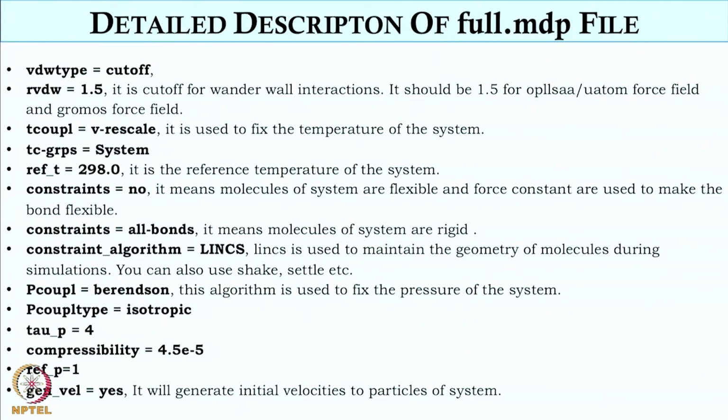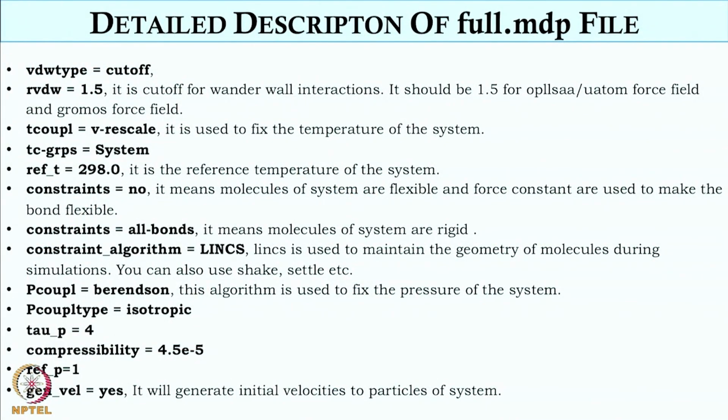Then there is T couple, that is the temperature coupling. Since we are performing simulation in NPT or NVT ensemble, we have to fix the temperature. We have to keep it constant throughout the simulation. So if there is any fluctuation for some random reason, it will rescale to a temperature of our designed value. So we are using here velocity rescaling thermostat to fix the temperature of the system.